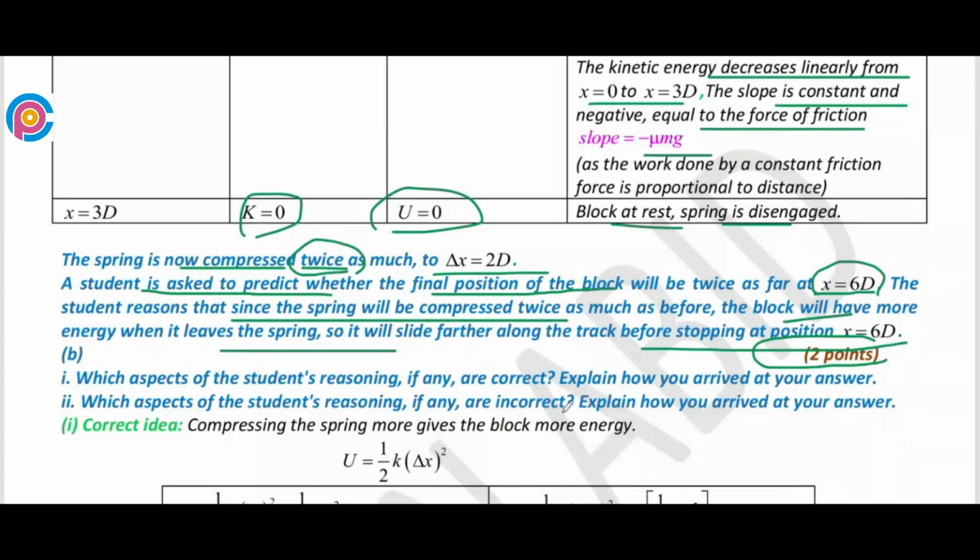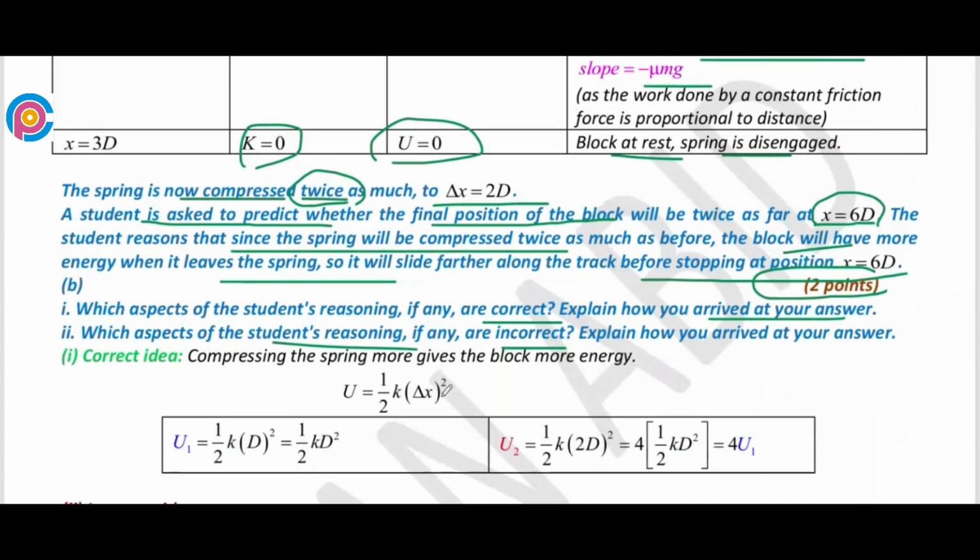What aspects of the student's reasoning, if any, are correct? You arrive at your answer. What aspects of the student's reasoning are incorrect? Okay. From a compressed spring, we know the block gets energy 1/2 k Δx squared. Initially, in the previous case, it is 1/2 k d squared because it is compressed by d. Now it is compressed by 2d, so the energy becomes 4 times. So from the previous case, it is 4U1.